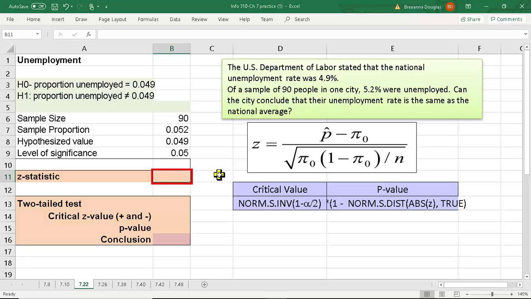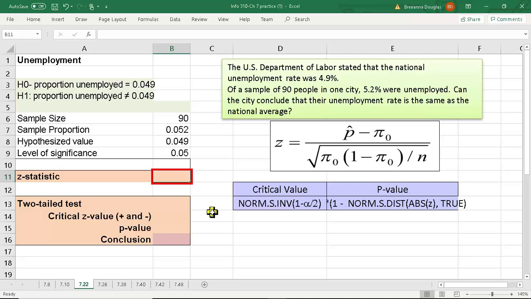This is a two-tailed hypothesis because we are trying to determine if the national unemployment rate is equal to 4.9%. The next step is to determine the z-test statistic using the formula sample proportion minus hypothesized value divided by the square root of the hypothesized value times 1 minus the hypothesized value divided by the sample size.